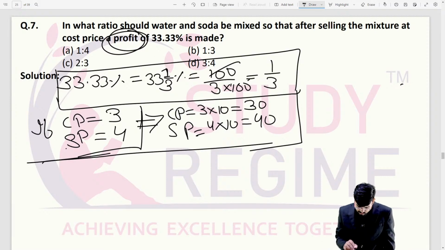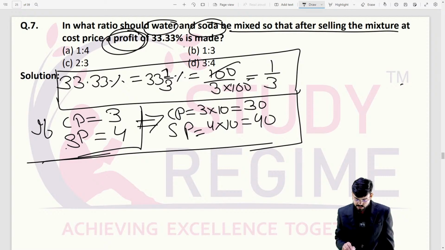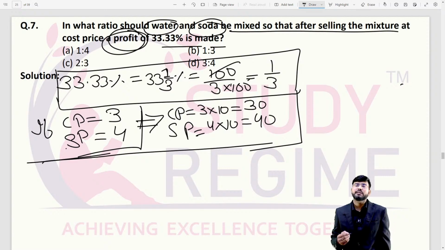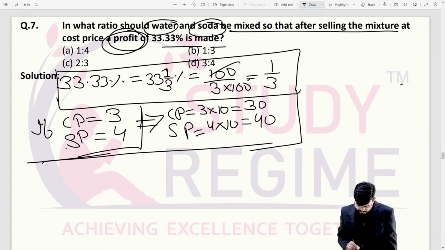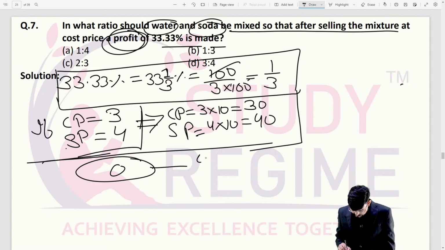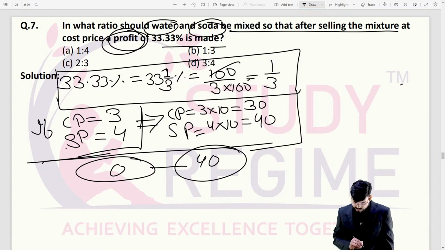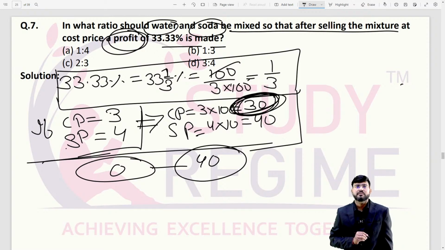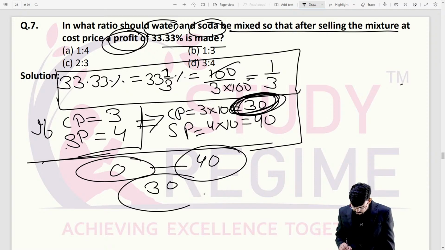In what ratio should water and soda be mixed so that after selling the mixture at cost price, 33.33% profit is made? Now I am mixing. The water is assumed to be freely available. That means you have to pay 0 rupees for that. We are not charging for water. Here we are charging for the soda, that is 40, and the mixture is sold at cost price, that means at rupees 30. Clear? We have made this figure.